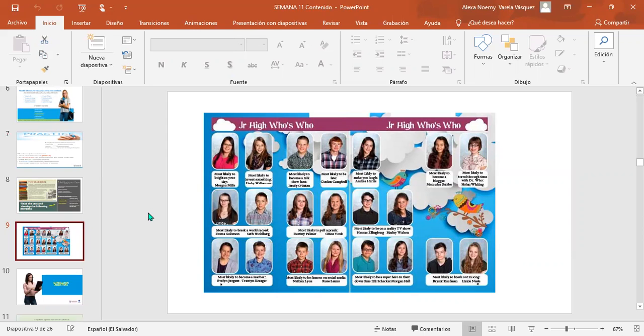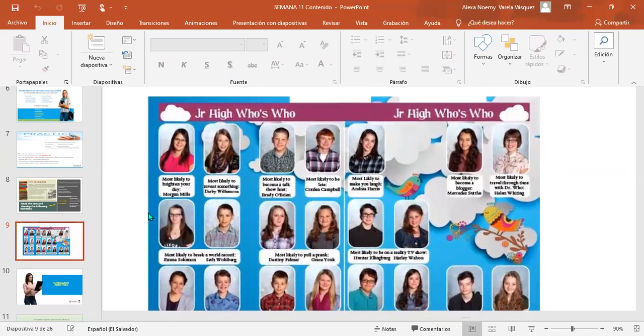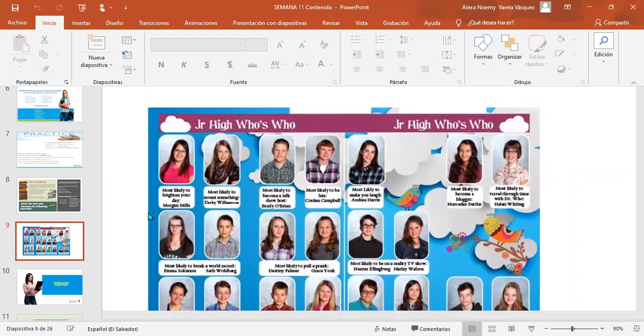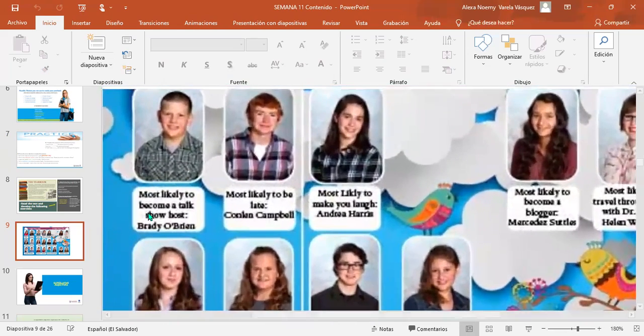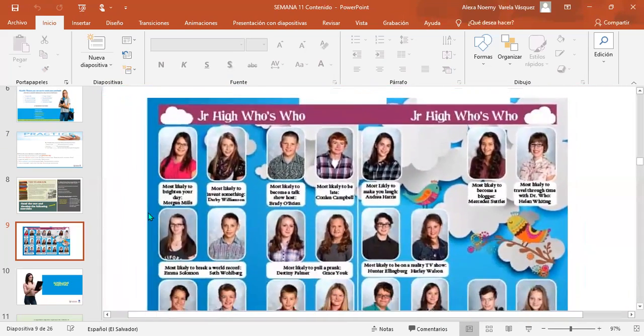the year, okay? So in this picture, you can see there are a lot of students there, and every one of them has a characteristic based on their classmates' opinions, right? So, for example, in the number 5 picture, this girl has this description: most likely to make you laugh, Andrea Harris. And that's the point, guys, of the yearbook, right?